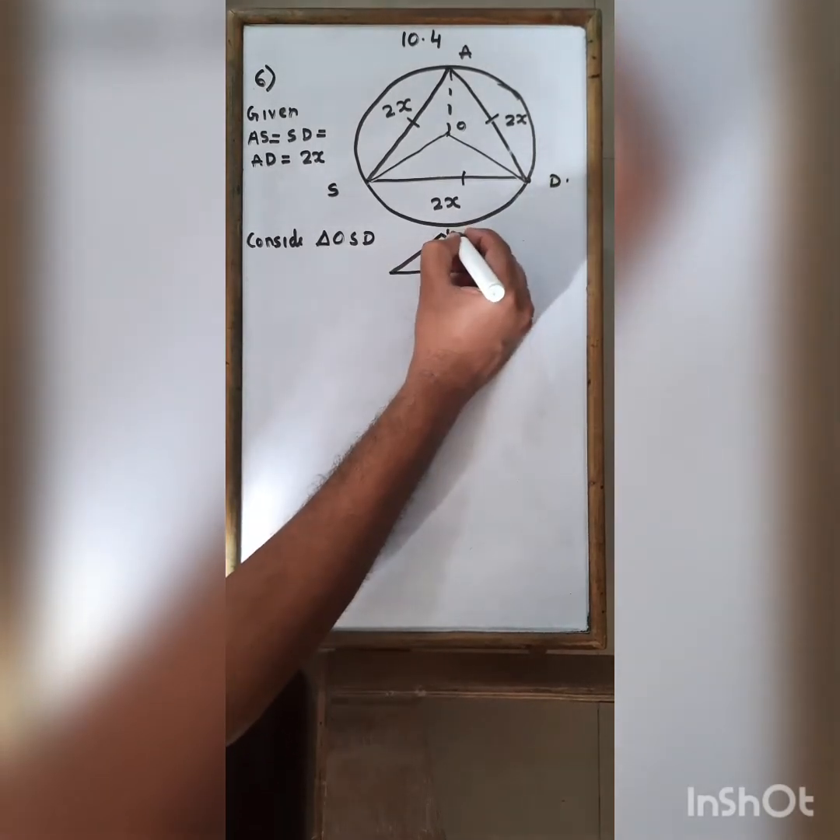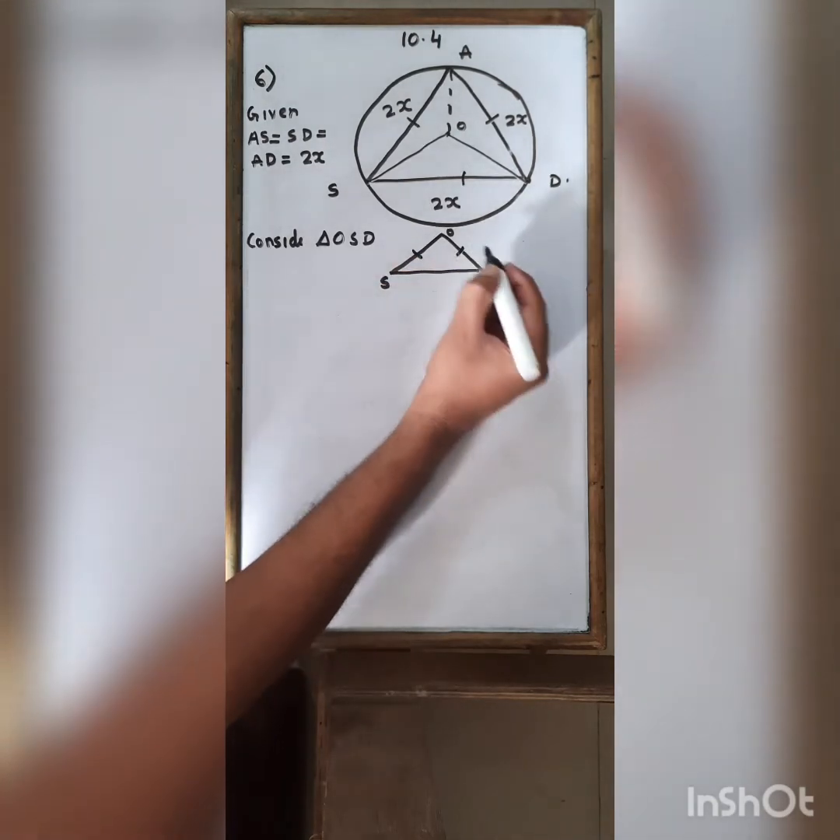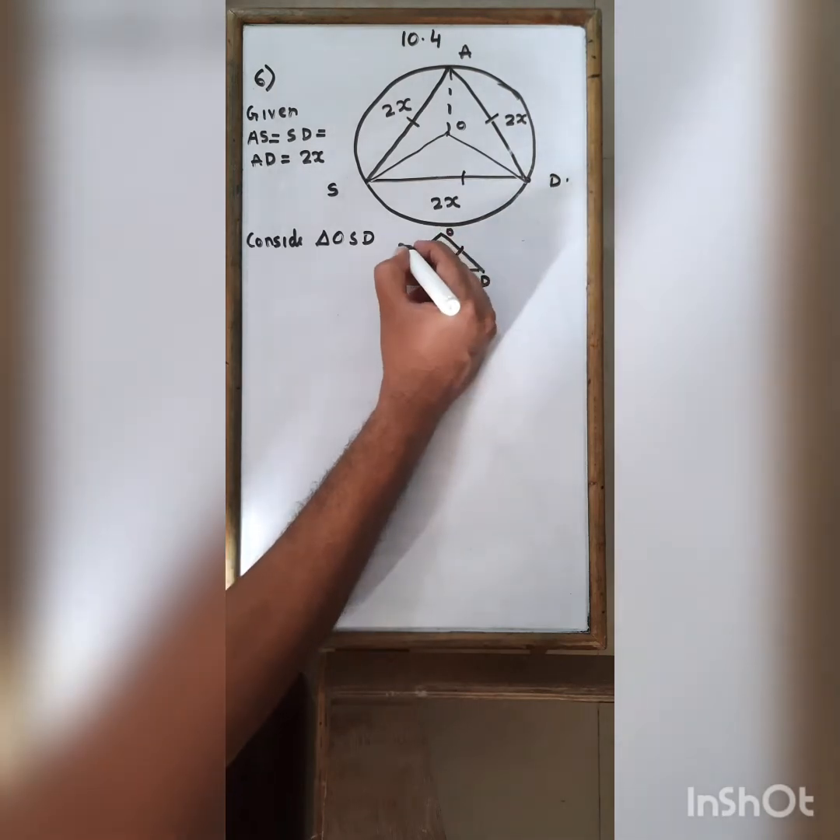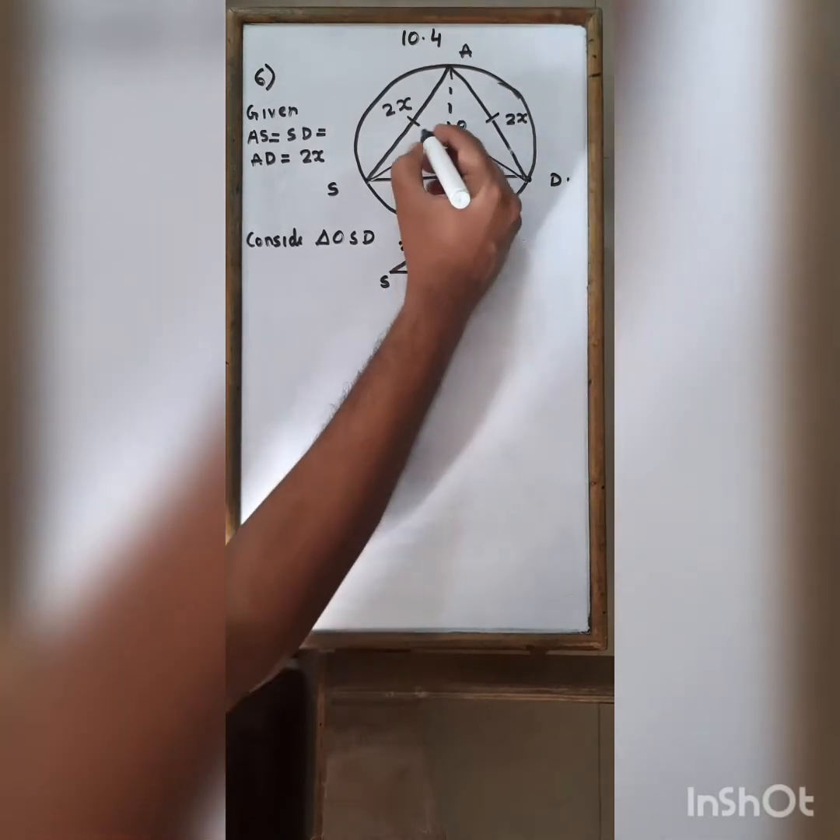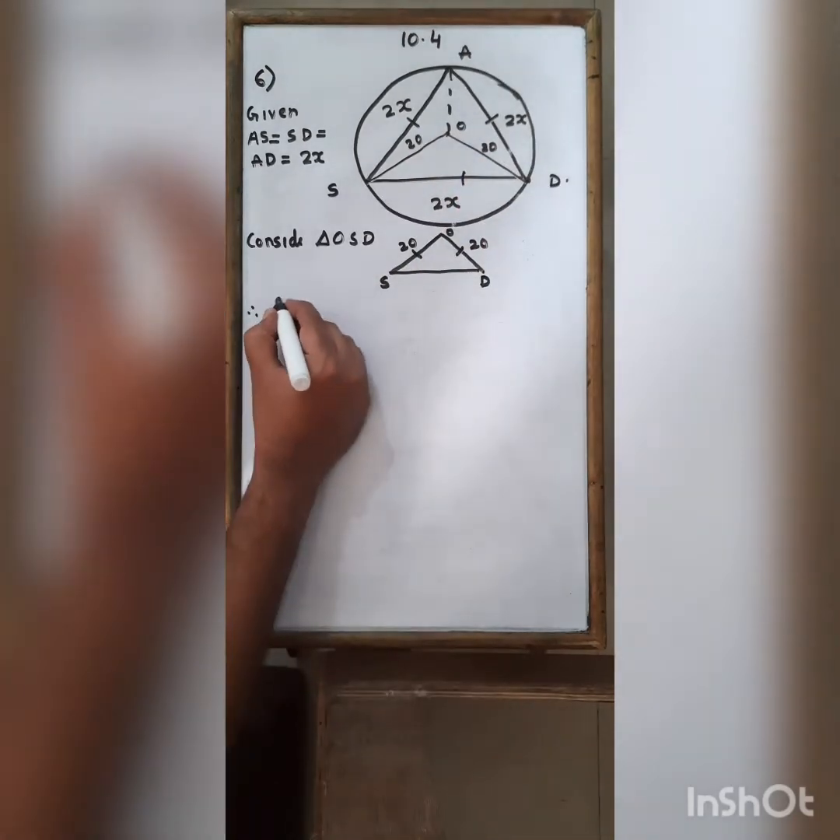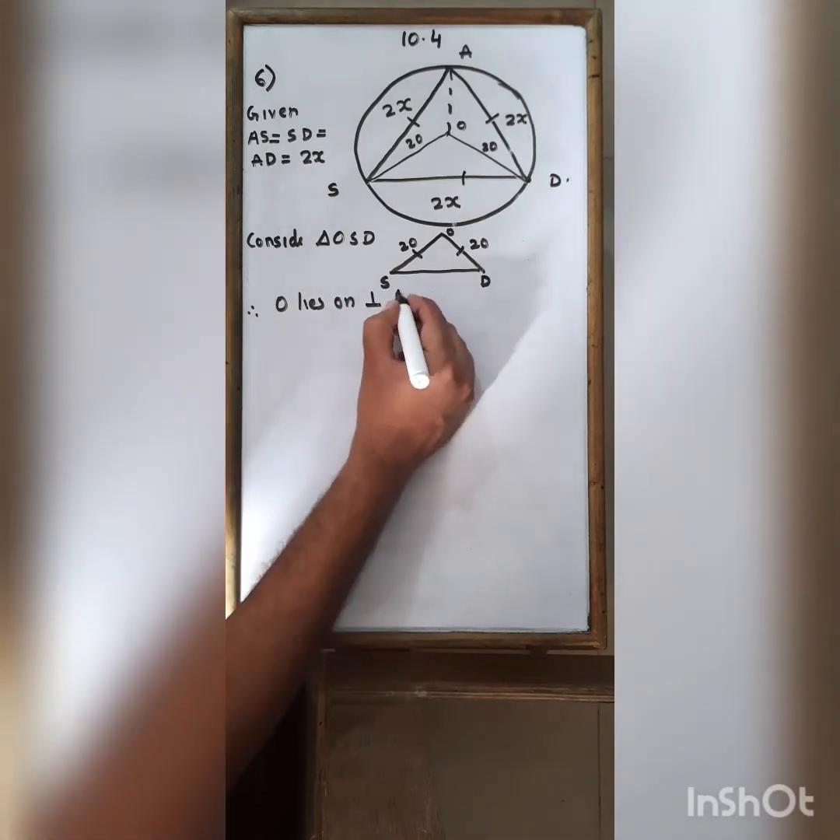This is my O, this is my S, and this is my D. Can I say OS and OD are equal? Radius of the same circle, and that is nothing but 20, right? So this is also 20 and this is also 20. So therefore, can I say O lies on the perpendicular bisector?